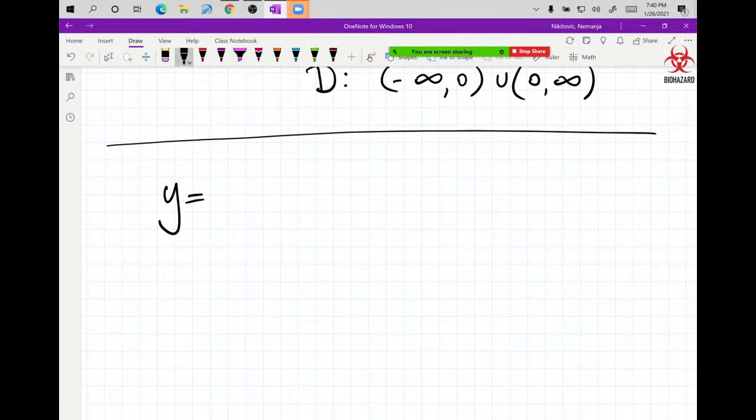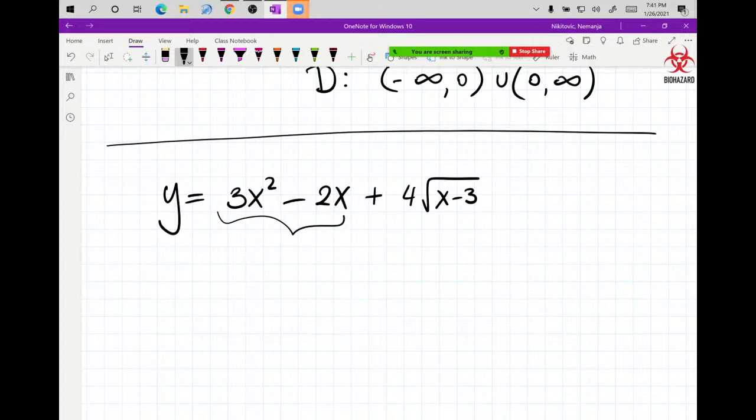y equals, again, 3x squared plus or minus, whatever, doesn't really matter, 2x plus 4 square root of x minus 3. I have 3 functions combined in this case. So what am I going to do? Well, maybe I can even stuff this and call it a polynomial and call it one function, but I also can do individual parts. I'm still looking for that domain, right? I want to know the domain.